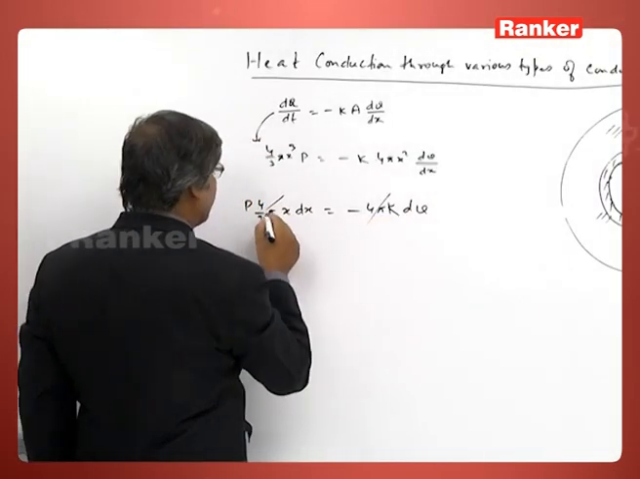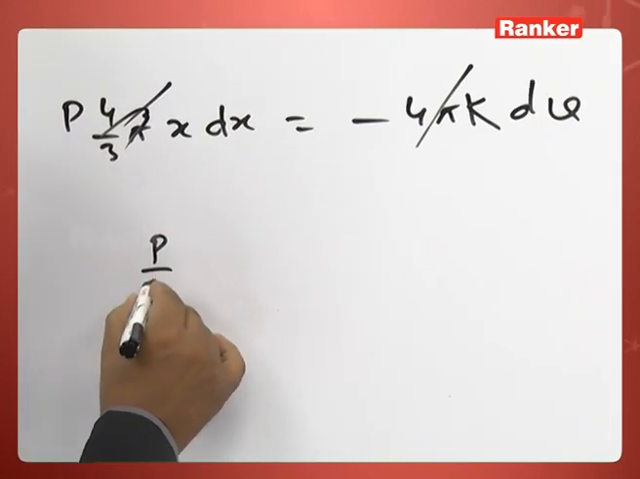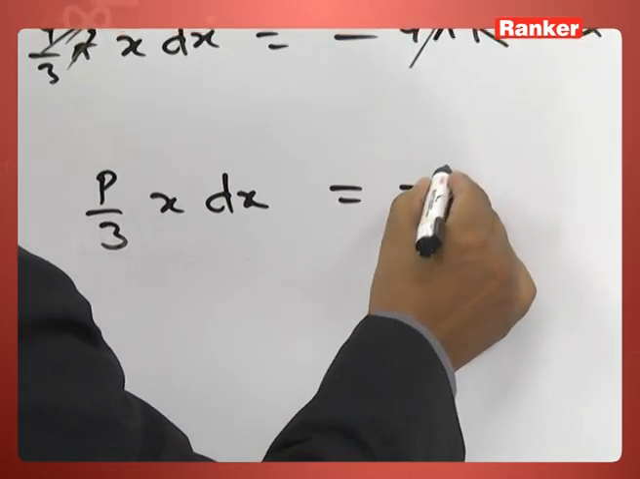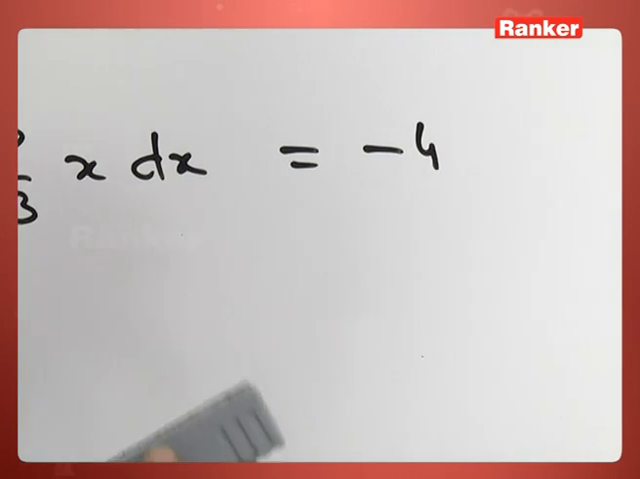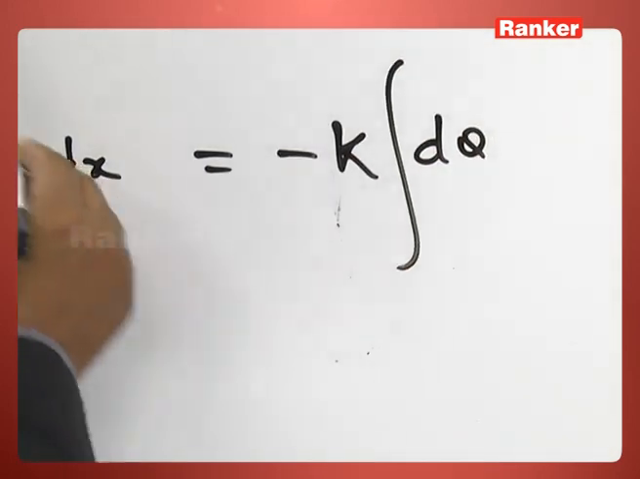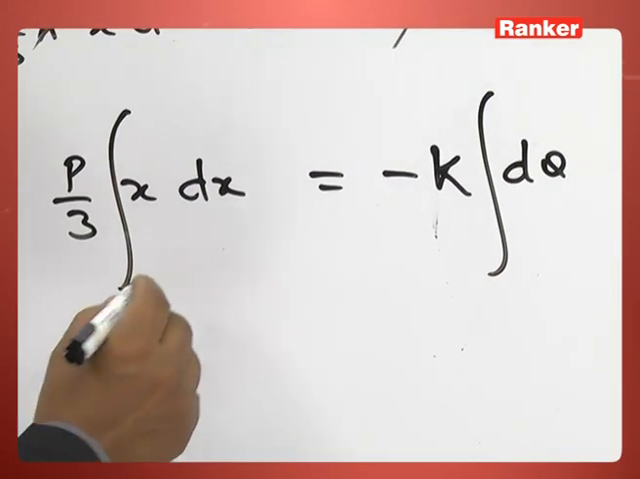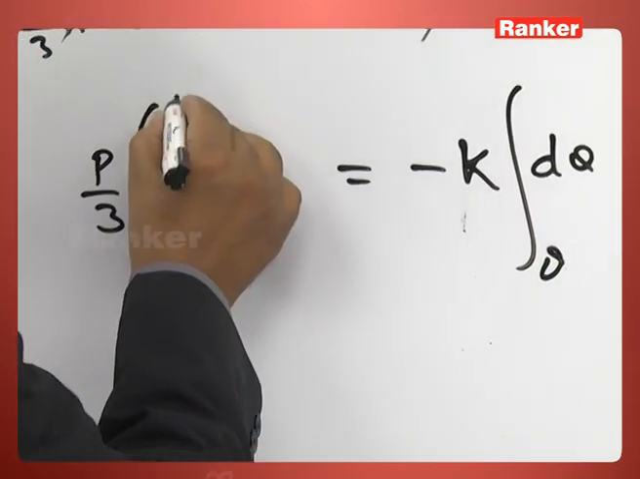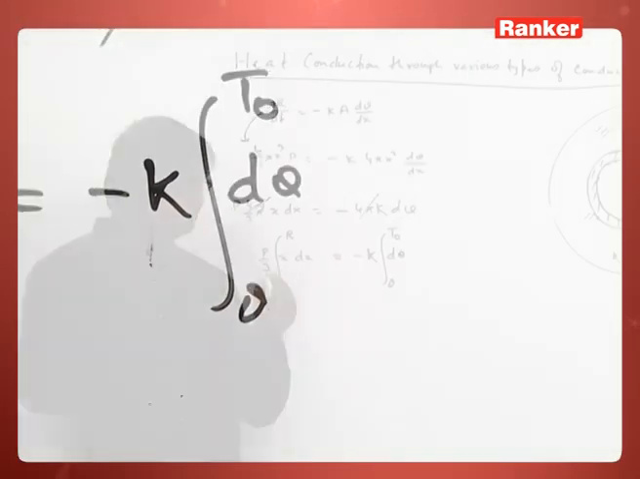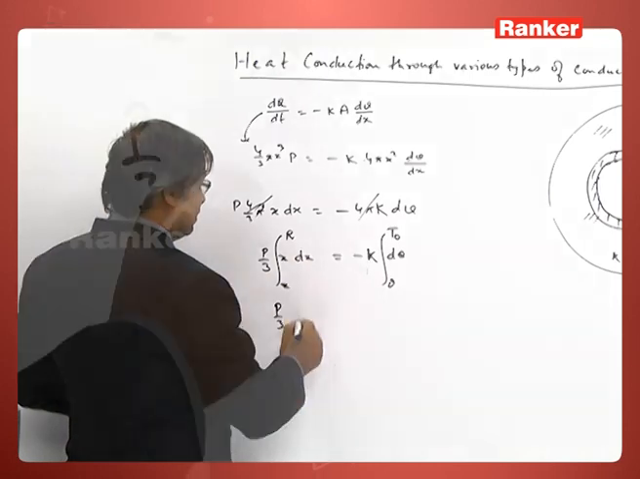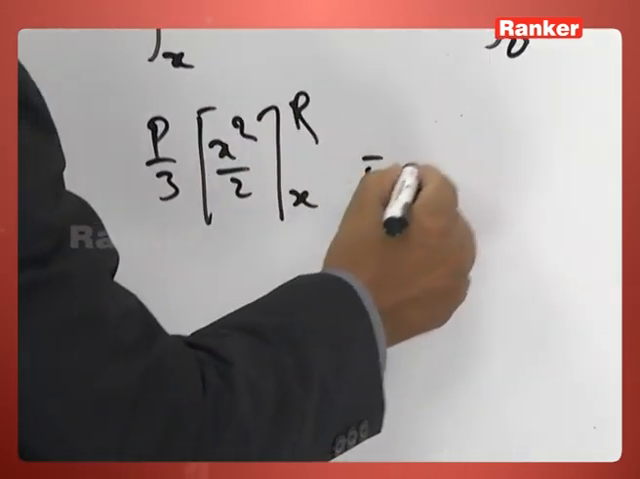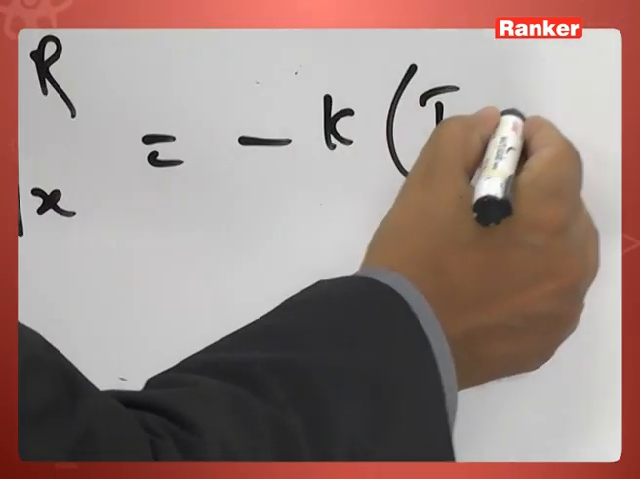So, here 4 pi cancels out. So, we have P by 3 x dx is equal to minus, this 4 is cancelled, so this is only k left out, d theta. We integrate it now. The limits: when x is x, temperature is theta. When x becomes r, the outer radius, then the temperature is theta naught. So, this is P by 3, the integration of x is x square by 2 from x to r, limits, equal to minus k into T naught minus theta.